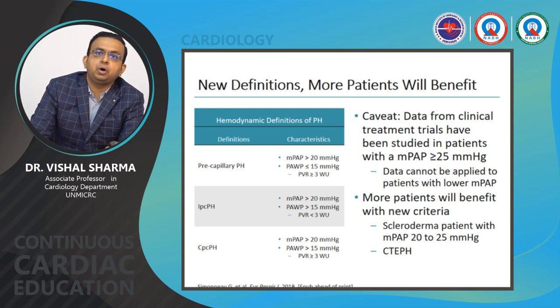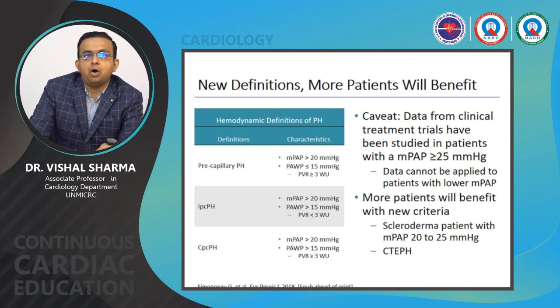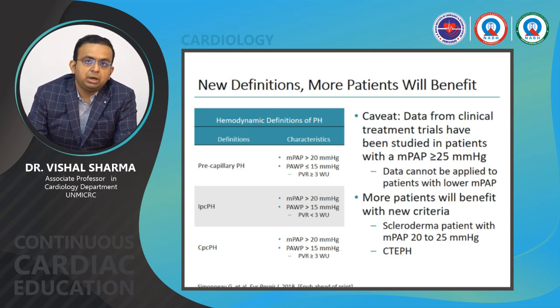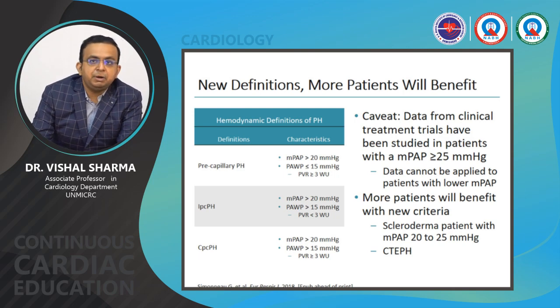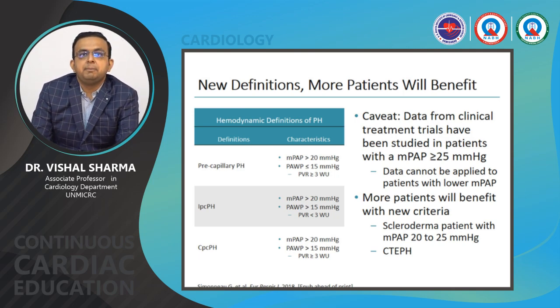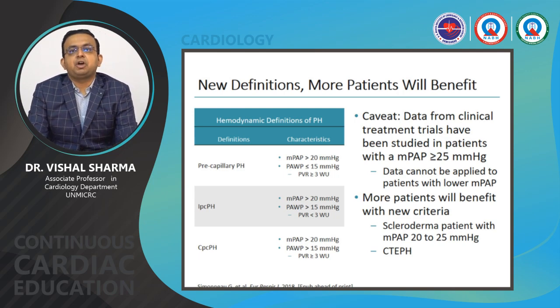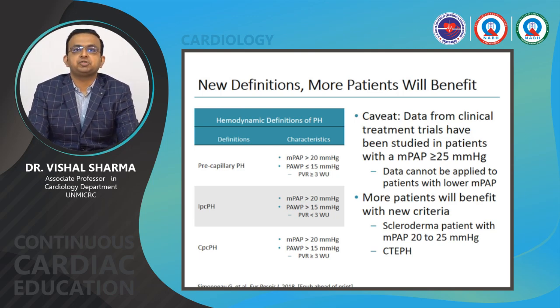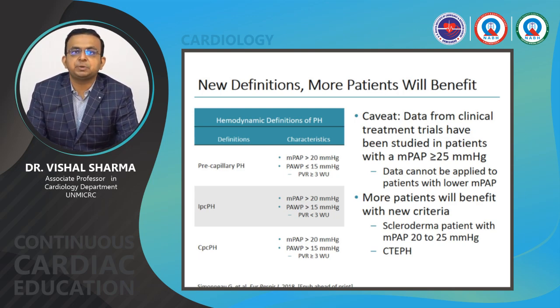Also, I would like to point out that the World Symposium on Pulmonary Hypertension, which met in Nice, also clearly classified pulmonary hypertension into 3. So now we have pre-capillary pulmonary hypertension, which is defined as mean pulmonary artery pressure of more than 20, pulmonary artery wedge pressure less than 15, and PVR of more than 3. Then we have isolated post-capillary pulmonary hypertension, which is defined as mean pulmonary artery pressure of more than 20, a pulmonary artery wedge pressure of more than 15, and PVR of less than 3.